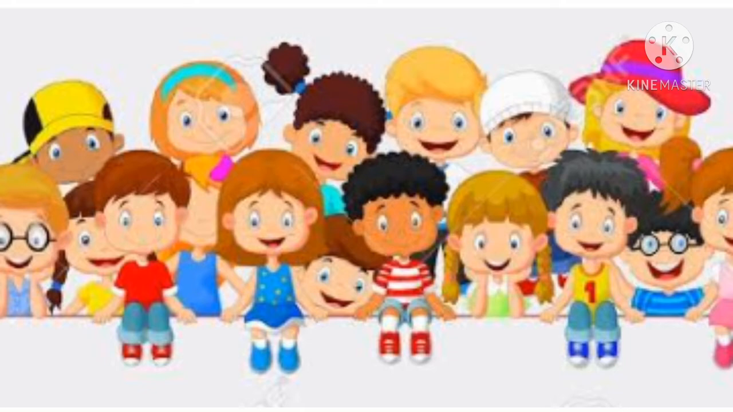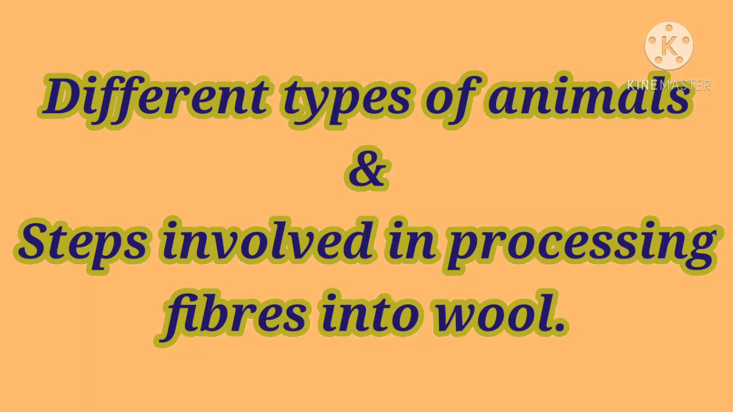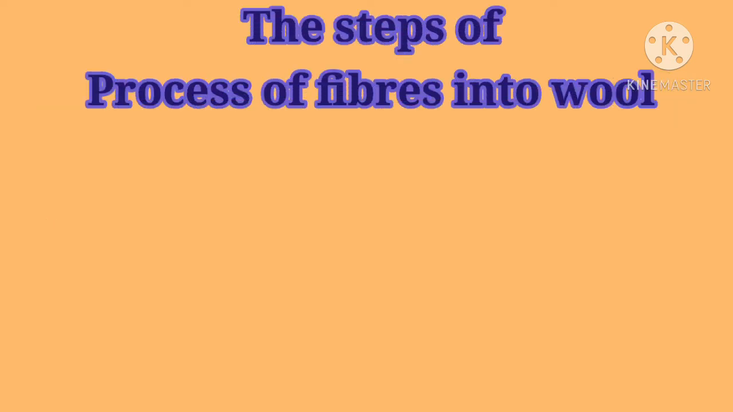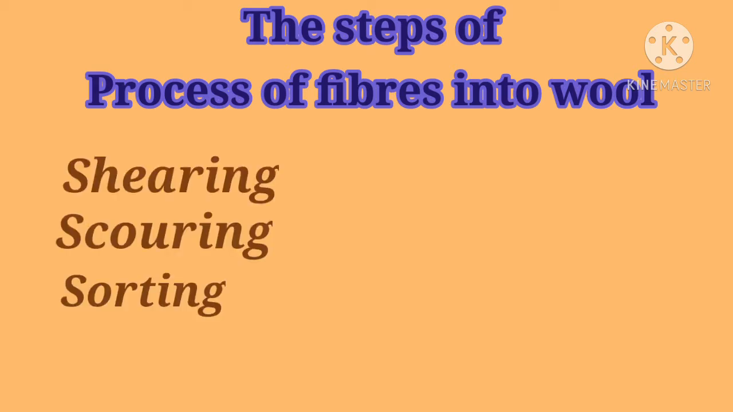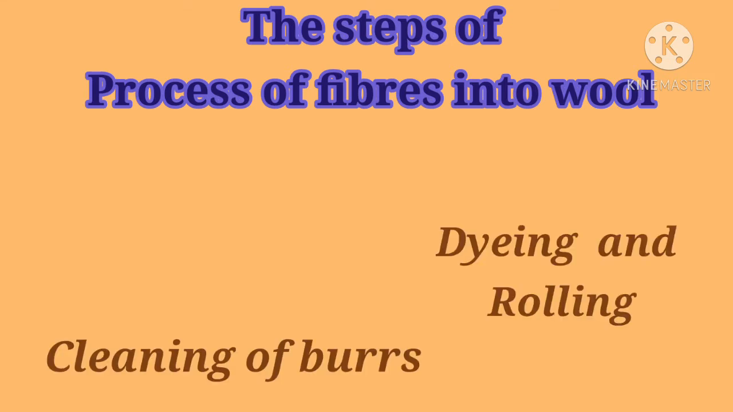In our last class, you have studied about different types of animals and steps involved in processing fibers into wool. Now just recall the steps of the process of fibers into wool. They are shearing, scouring, sorting, cleaning of burrs, dyeing and rolling.